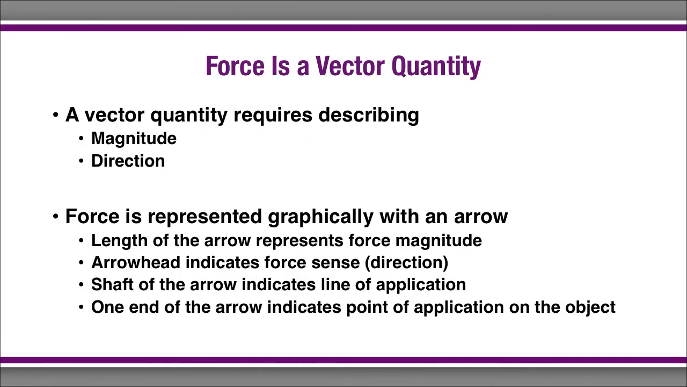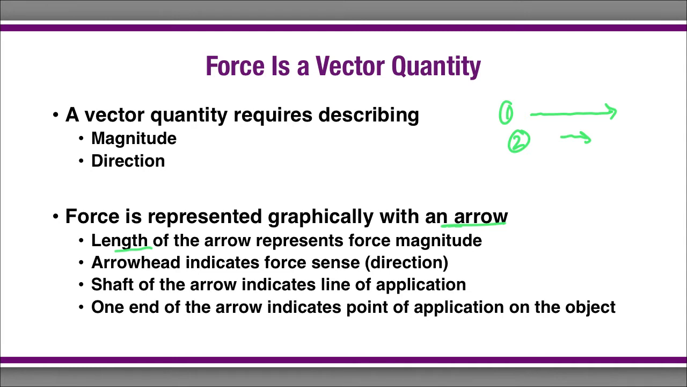So again, a force is a vector quantity that requires a magnitude and direction. Force is represented graphically with an arrow. Now, different characteristics of this arrow will determine how a force is distributed, the magnitude of the force, and the direction. So the length of the arrow represents the force magnitude. So if you have an arrow that is this long compared to this long, arrow number 1 will have a higher force or a larger magnitude than arrow number 2.